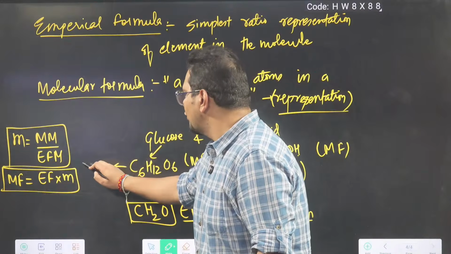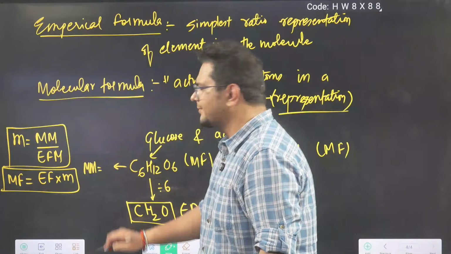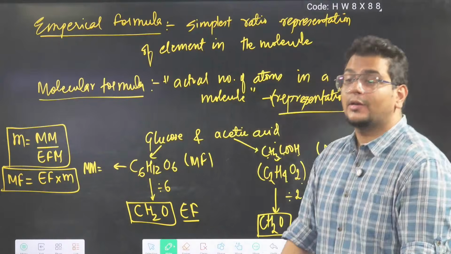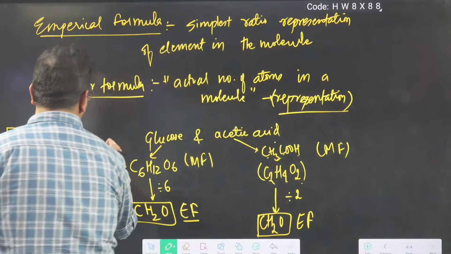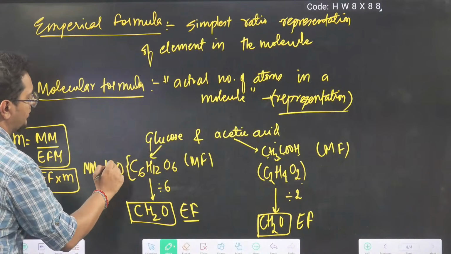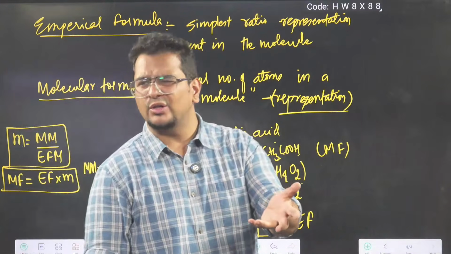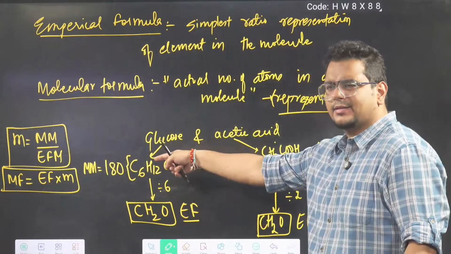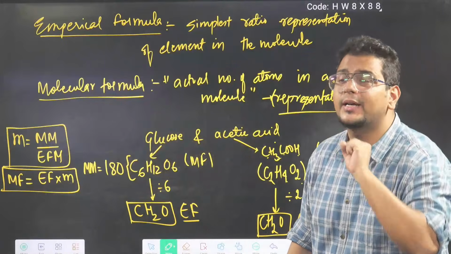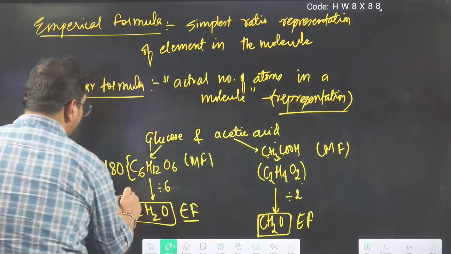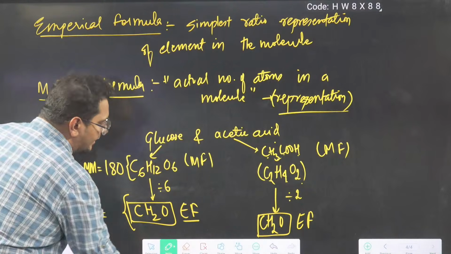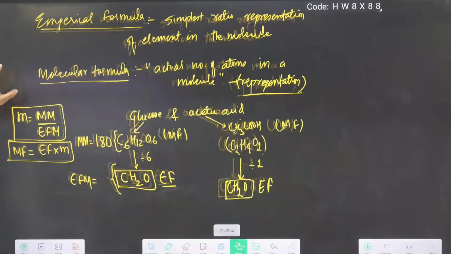For example, C6H12O6. Can you tell me the molecular mass of this? I think everyone would remember this data now. C6H12O6, glucose. What is the molecular mass? Do you remember it is 180 AMU? You can also find it: 12 into 6 plus 12 into 1 plus 16 into 6. But it will come as 180 AMU. Can you find the empirical formula mass also?